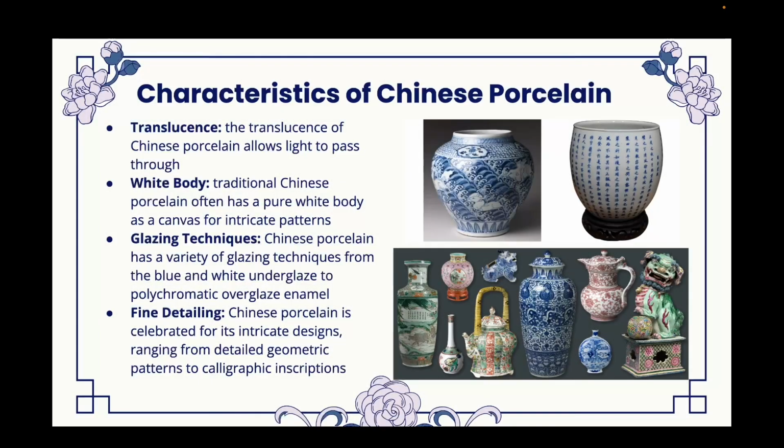For characteristics of Chinese porcelain, first we have the translucence. The translucence of Chinese porcelain allows light to pass through. For the white body, traditional Chinese porcelain often has a pure white body as a canvas for intricate patterns. For glazing techniques, Chinese porcelain has a variety of glazing techniques, from the blue and white underglaze to polychromatic overglaze enamel. And fine detailing: Chinese porcelain is celebrated for its intricate designs ranging from detailed geometric patterns to calligraphic inscriptions.